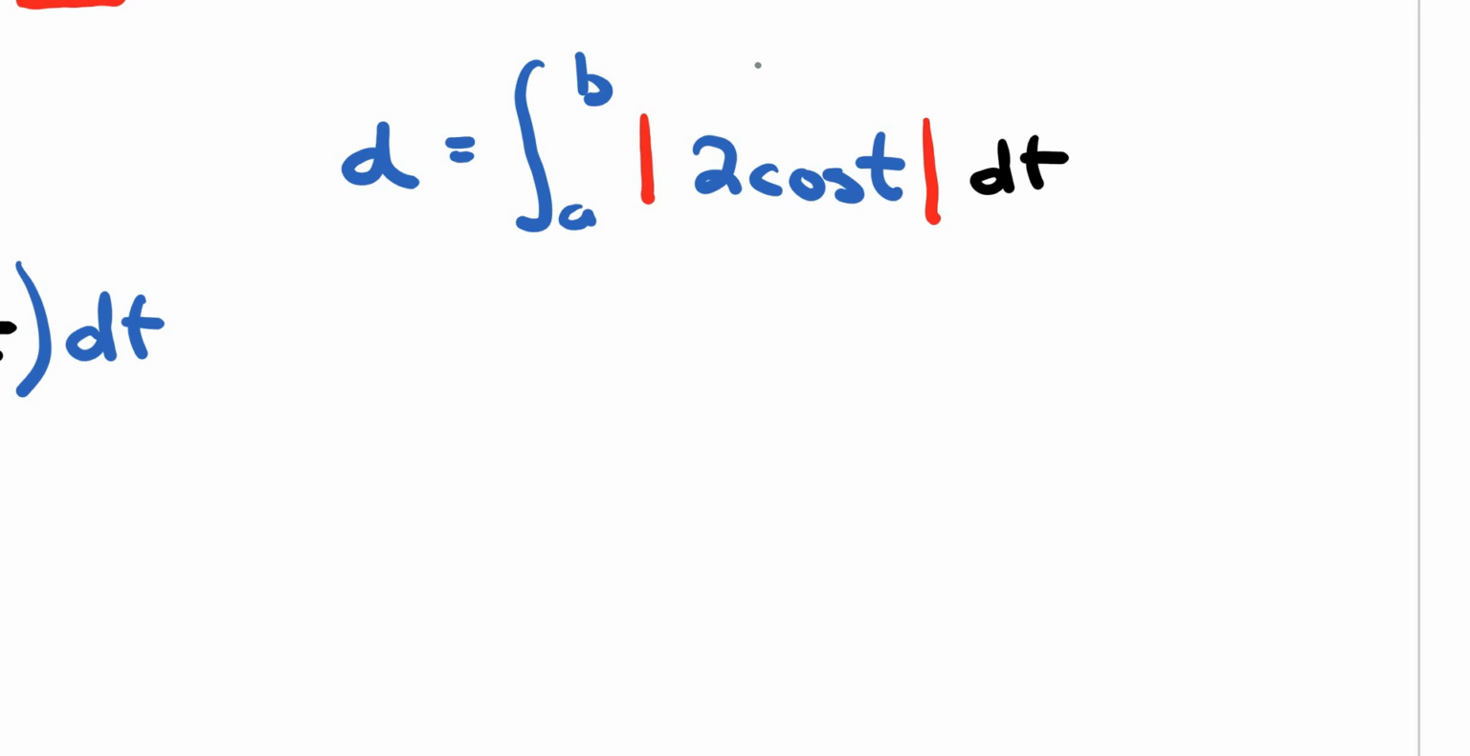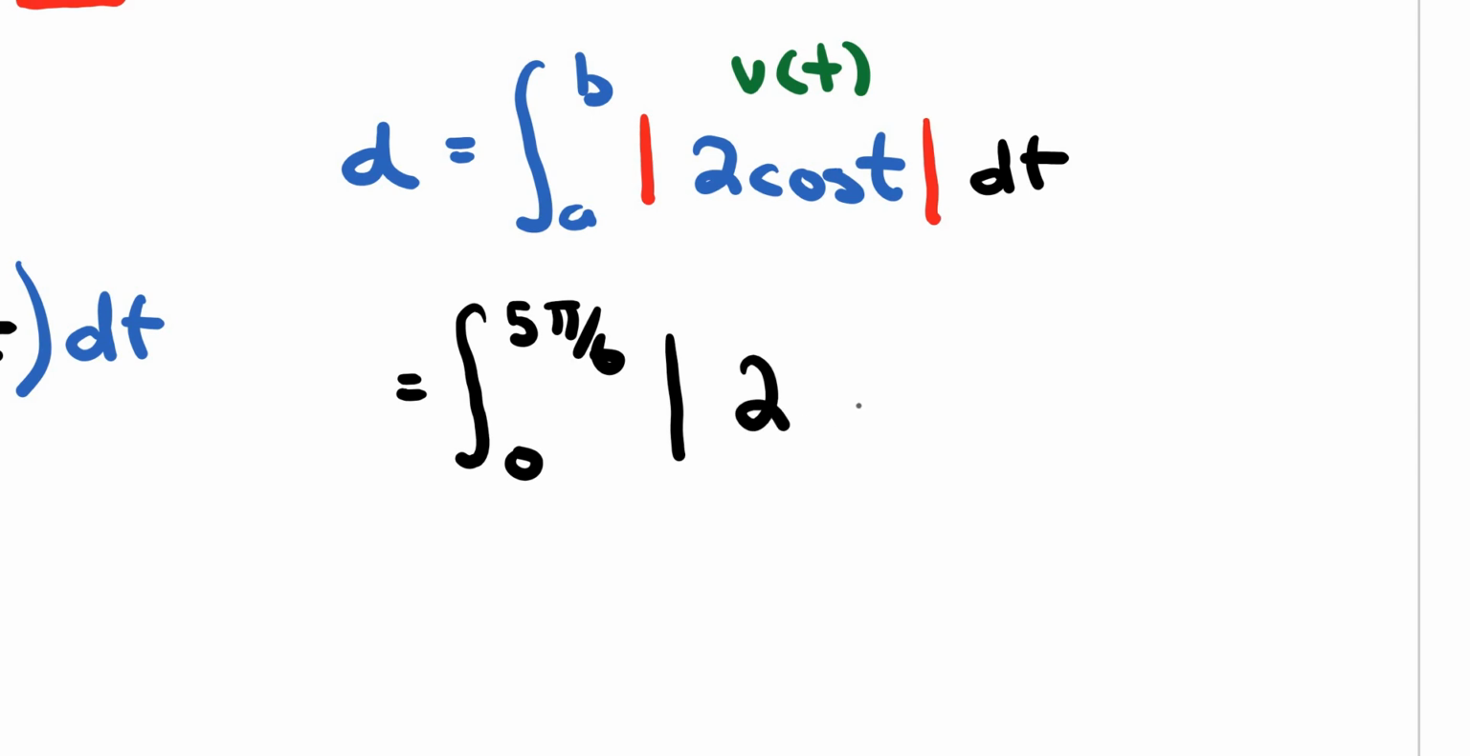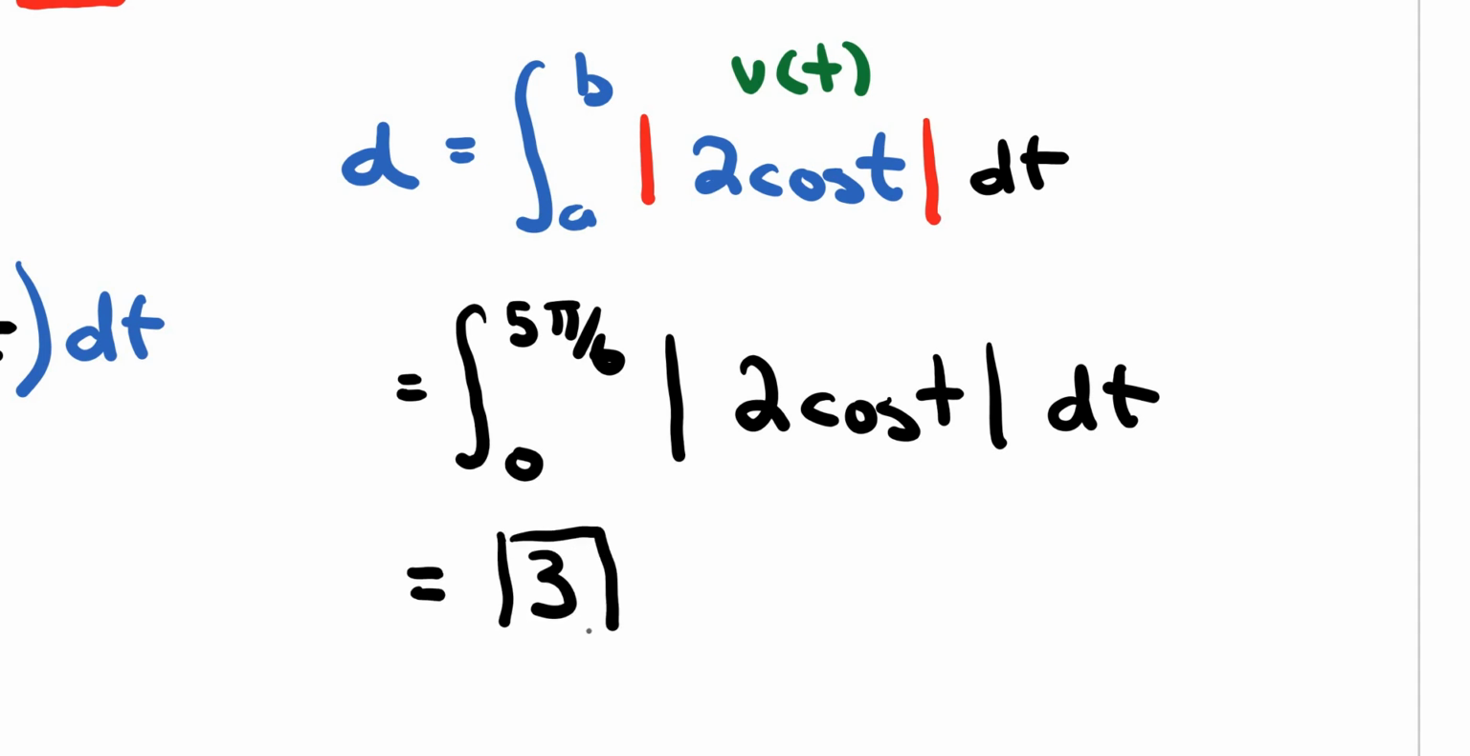Once again, this is your velocity function here, and now we're just going to input the numbers in. We're going from 0 to 5 pi over 6, absolute value of 2 cos t, close that off with respect to dt. On your calculator you should get a value of 3. Using your calculator actually helps speed up the process quite a bit. If you had to do this algebraically, you would probably have to set up 2 integrals, and it would take quite a bit of work using the fundamental theorem of calculus.